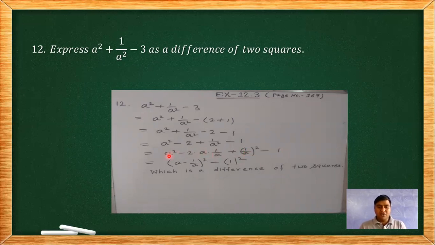And from the first three terms, by the formula, this is a minus 1 by a whole square. A minus 1 by a whole square minus 1 equals, write, 1 square. So this is a square minus another square, which is a difference of two squares.